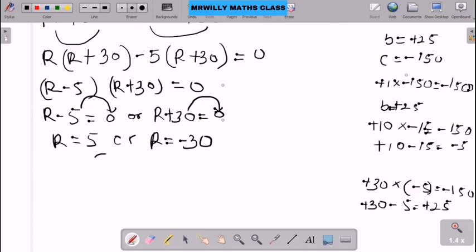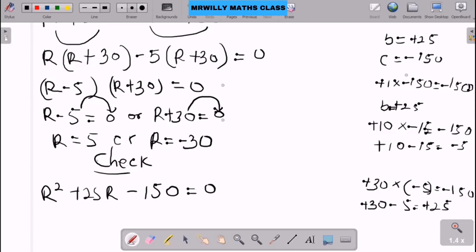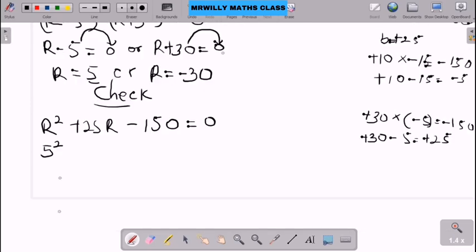So we are going to check to see whether we are correct. If you want to check, all you need to do is write the equation. You know that the equation r squared plus 25r minus 150 must give us 0. So we're going to start with r equals 5. Instead of writing r, I'll write 5 squared, then plus 25 bracket 5, minus 150. If this is correct, we should arrive at 0.